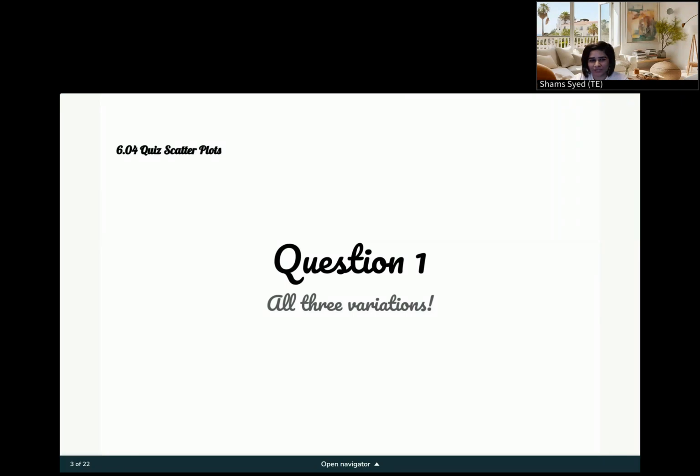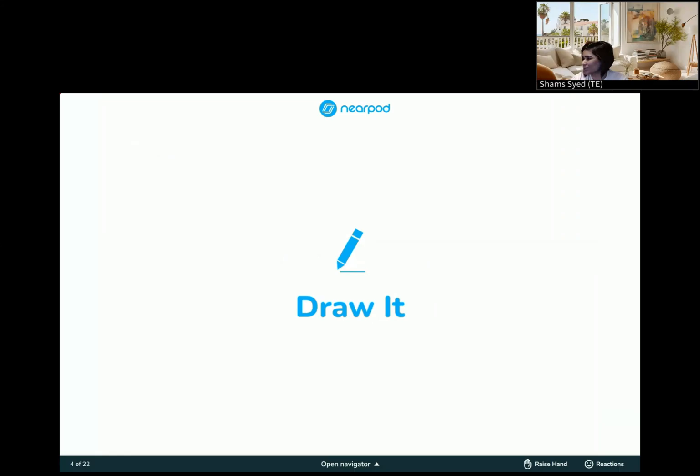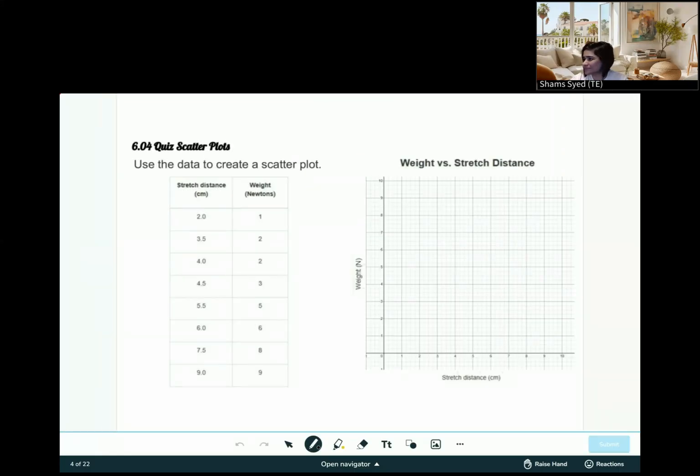Question 1, quiz 6.04. This is question 1, variety 1. Use the data to create the scatter plots. We can use all the different colors possible. We just want to plot the points on the grid.